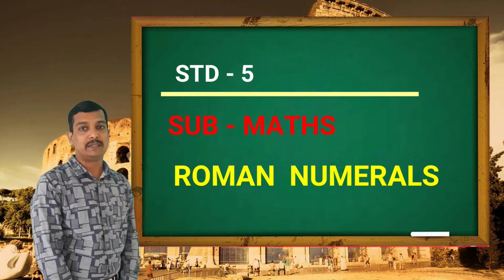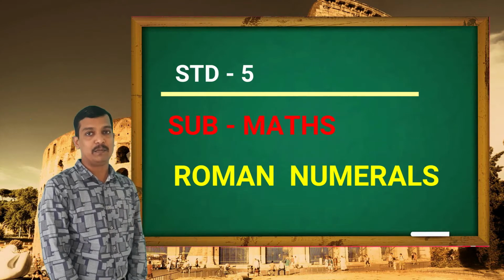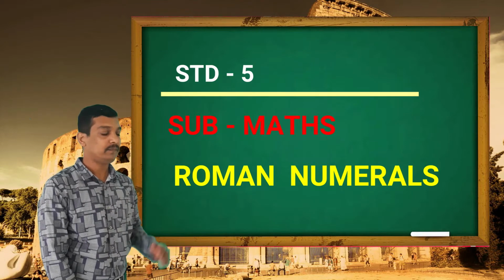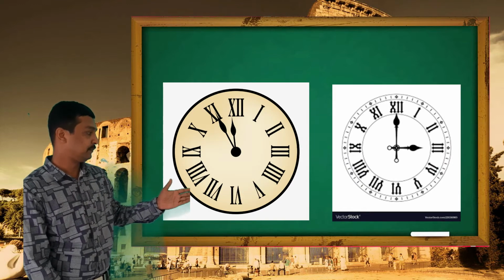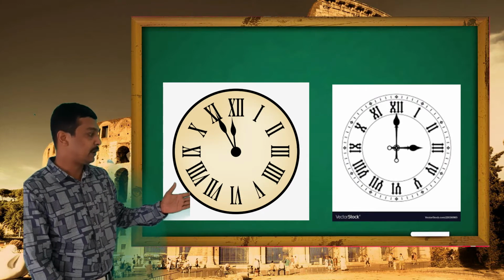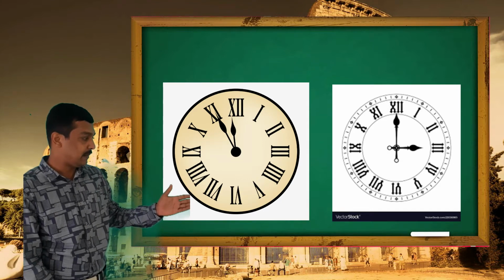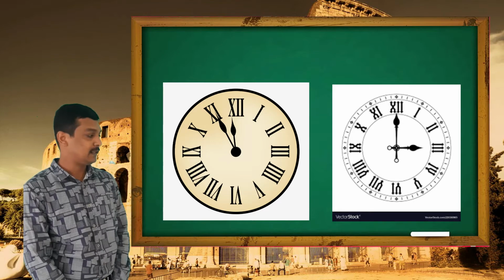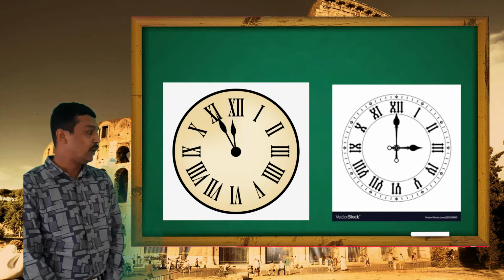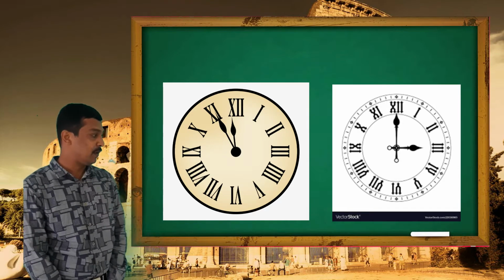Today we are going to see more about Roman numerals. So let's start. Now look at these images. What do you see in these images? Yes, there are some clocks. Can you tell me the time in these clocks? Yes, it's difficult because these clocks have no numbers, but they have symbols.